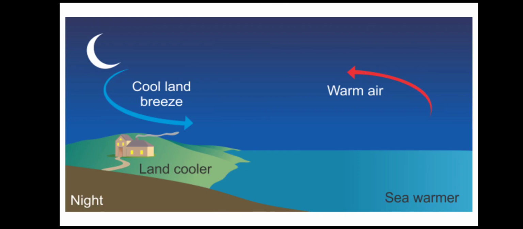During the night, the opposite happens. The land cools down more quickly than the sea. The sea cools down slowly. The air above the sea is warmer and rises. The cooler air from the land blows toward the sea. This is called the land breeze. Due to land and sea breezes, the weather near the sea remains pleasant.